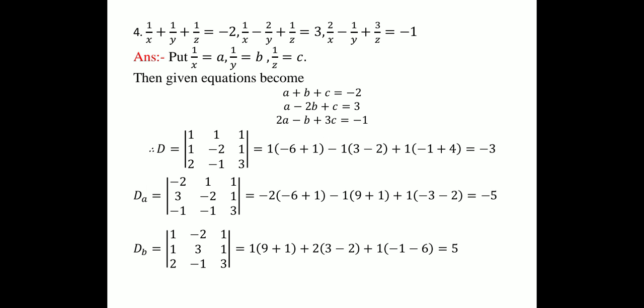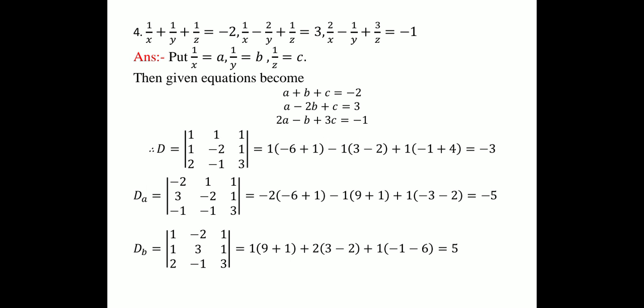For finding dA, we replace the coefficients of a, that is 1, 1, 2, by minus 2, 3 and 1. Find out its determinant, that is dA is equal to the determinant of minus 2, 1, 1; 3, minus 2, 1; 1, minus 1, 3. Okay, solving this determinant we get the value dA is equal to minus 5.